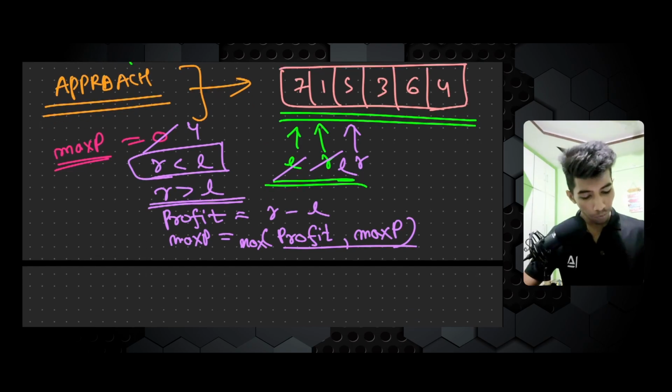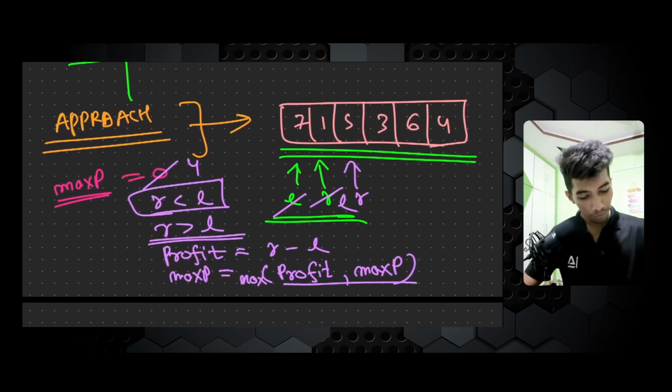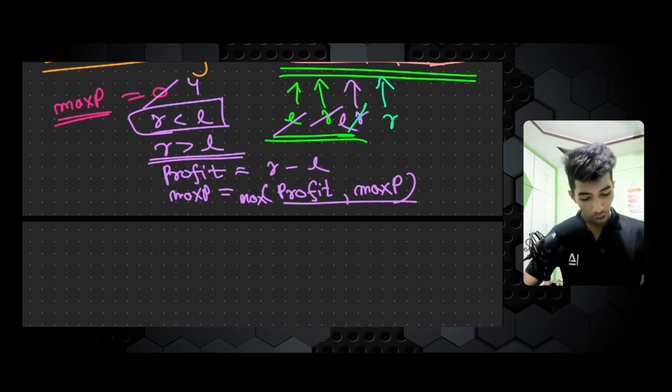Then what we will do? Then we will increment R. L will remain here only. We will increment R. So now my L is at 1 and R is at 3. Now again I will do the comparison. Now again my R is greater than L.